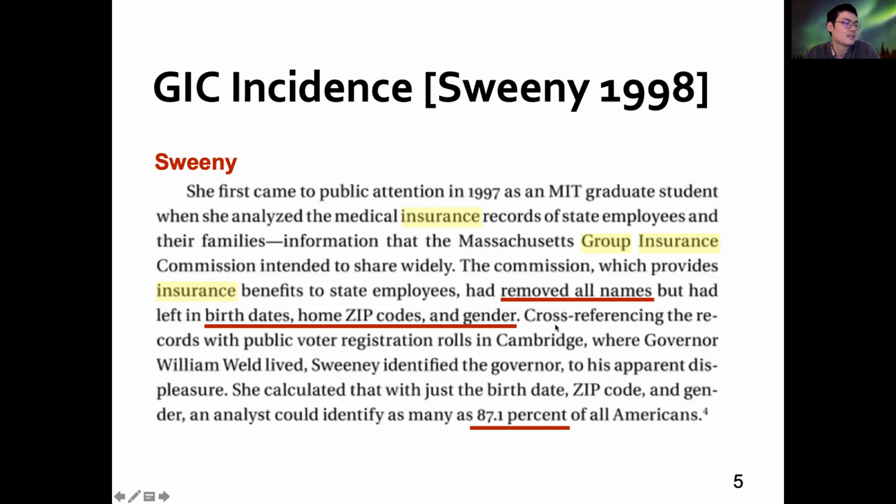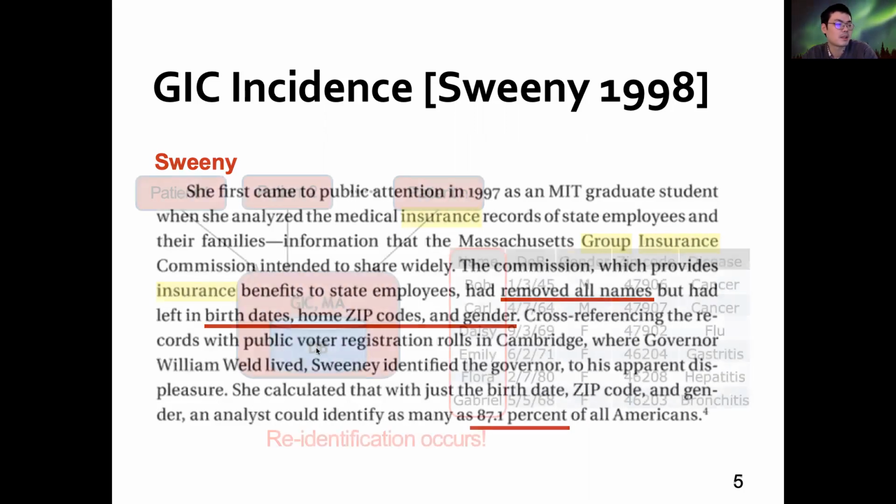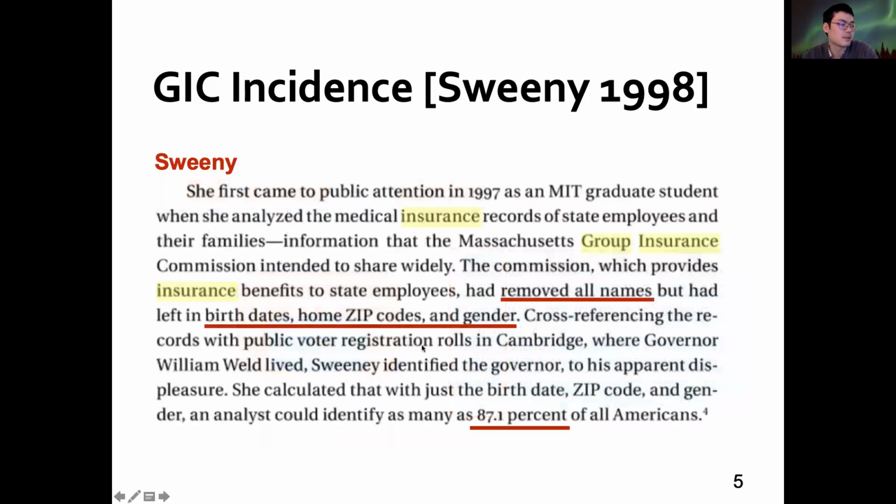So basically, Sweeney cross-referenced with another table, records from the public voter registration. Everyone, when they register for voting, also puts their birth date, home zip code, and gender there, and it's with their name. And the GIC organization also released another insurance record table, which contains these three columns, and the health condition, which is sensitive.